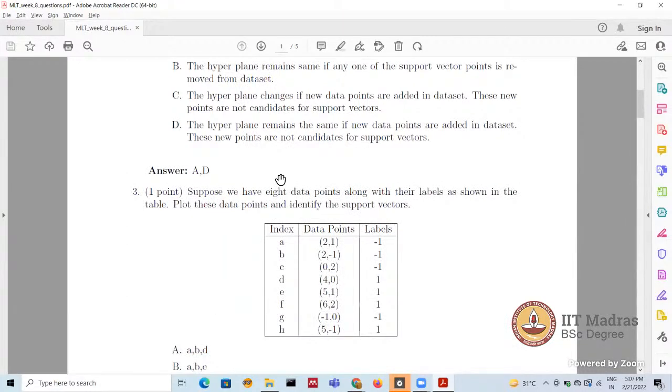Suppose that we have these 8 data points and the labels are given. We have to identify the support vectors. Basically you have to plot them and identify the support vectors, or you can use some algorithm, but I thought of plotting. I think it will take just 2 minutes to plot, or should I skip this question? No, we can try.